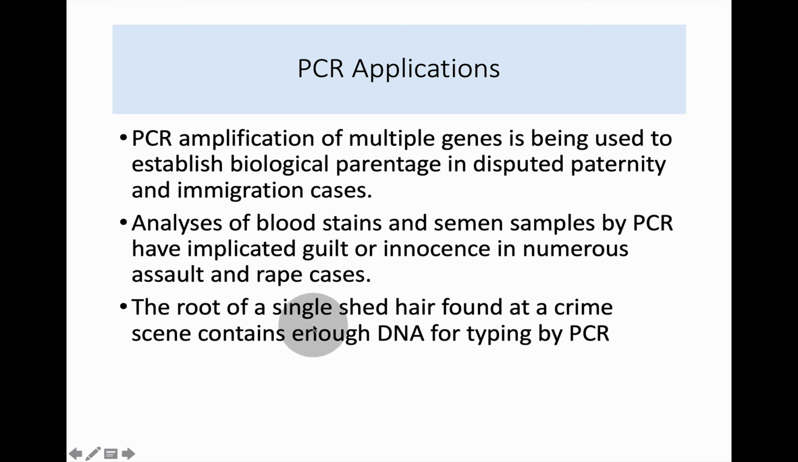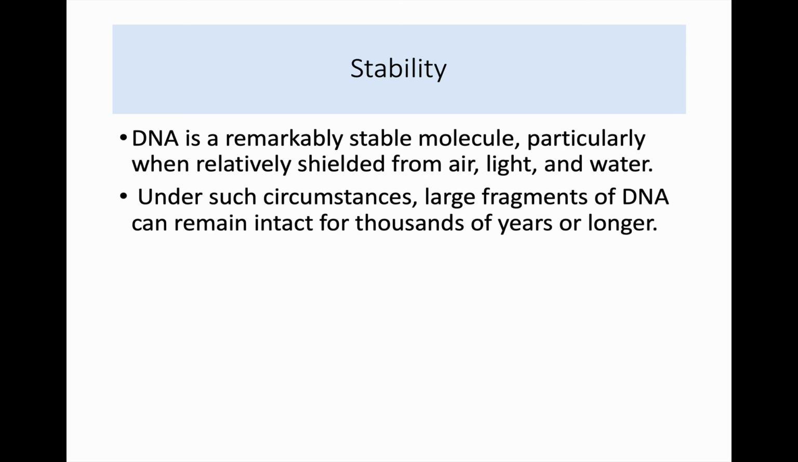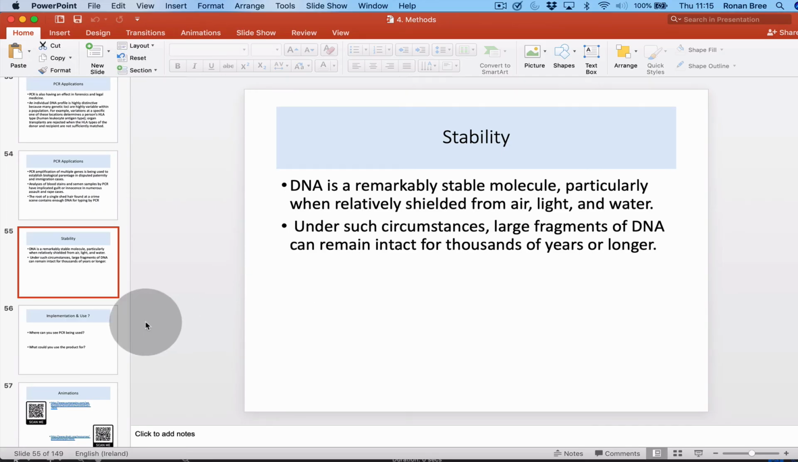and just even a single hair, the root of a single hair, gives us enough DNA that we could PCR, and when we have enough of it, we can determine the sequence. We can actually get it sequenced and find out the exact composition of that piece of DNA. DNA is very stable, so even samples that, as long as they're preserved in some way, can last a lot of time, and that lets us work with pieces of DNA that can be quite old and still determine an outcome from that.